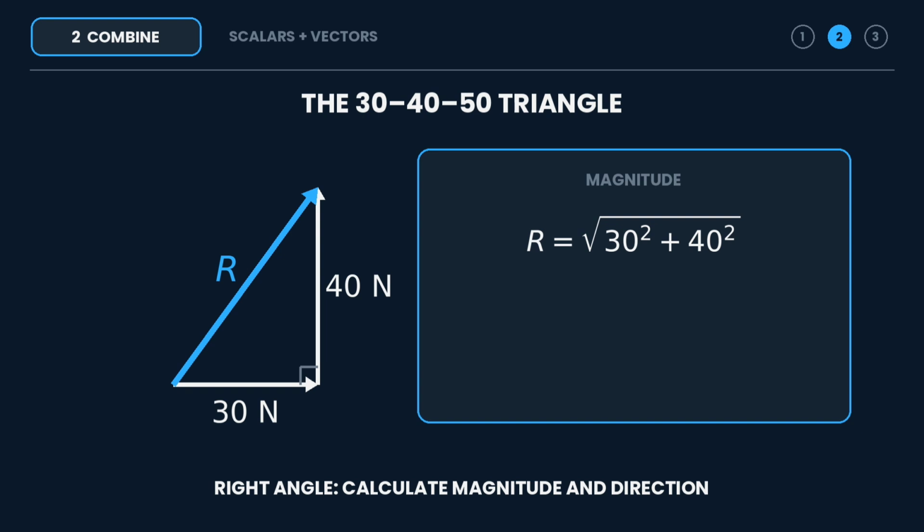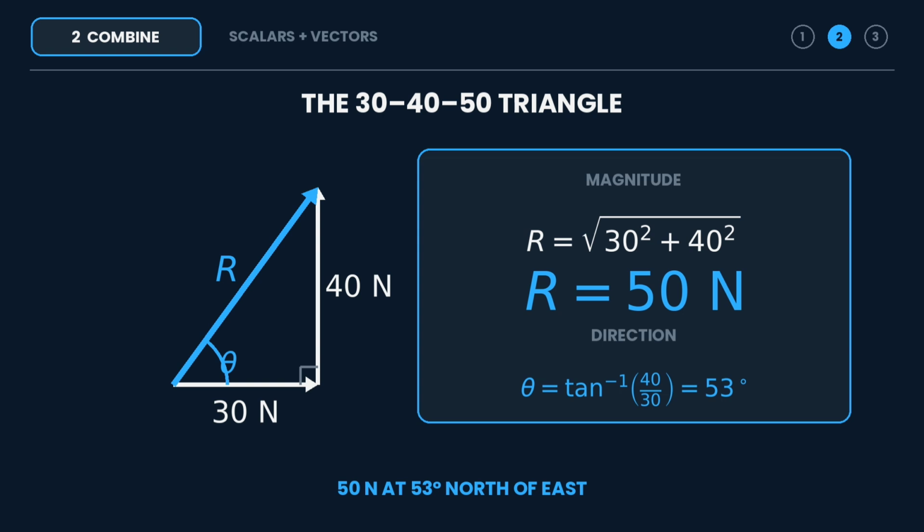Because the forces are at right angles, Pythagoras can give us the magnitude. R equals the square root of 30 squared plus 40 squared, which is 50 newtons. Direction is also part of the answer. Tan theta equals 40 over 30, so theta is 53 degrees north of east.